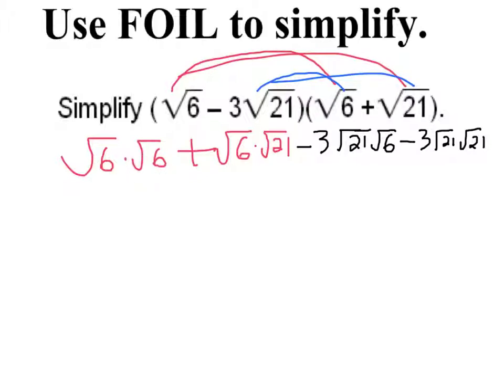Square root 6 times square root 6. Then the square root 6 multiplied to square root 21. Then I did negative 3 square root 21, multiplied that to square root 6. Lastly, I took negative 3 square root 21 and multiplied it to square root 21. Now, when you do this, remember, if they're radicals, they can share the same radical.